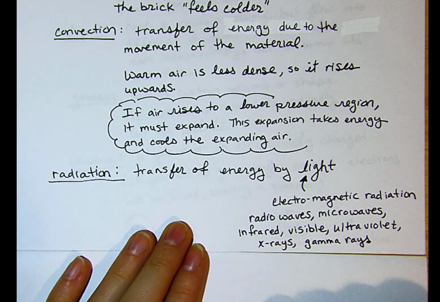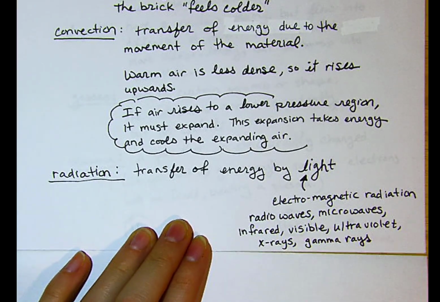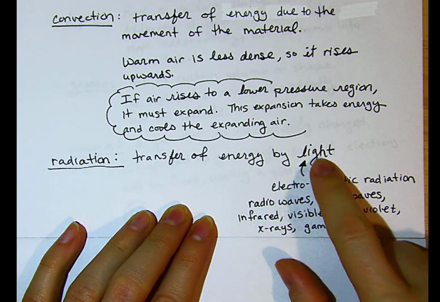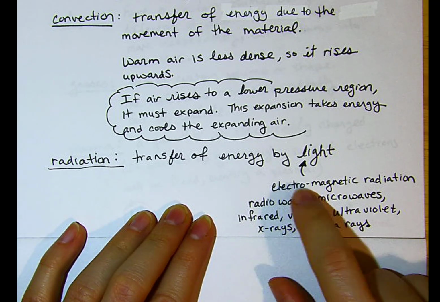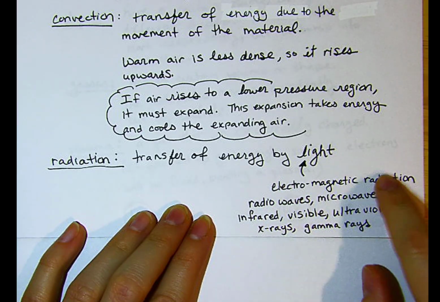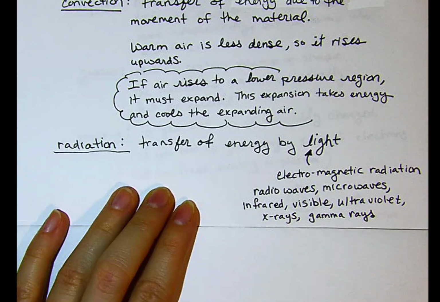The fancy word for light is electromagnetic radiation. And I can tell you why. Light is really just a wiggle in the electric and magnetic fields. So there's an electric field all around you and a magnetic field all around you. And when it wiggles, it's light. And that wiggle, once it happens, travels outward in a straight line.